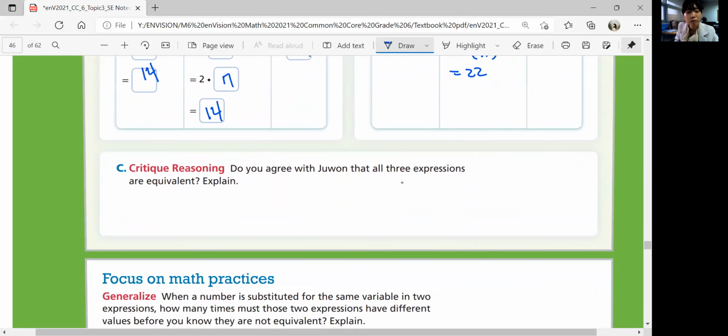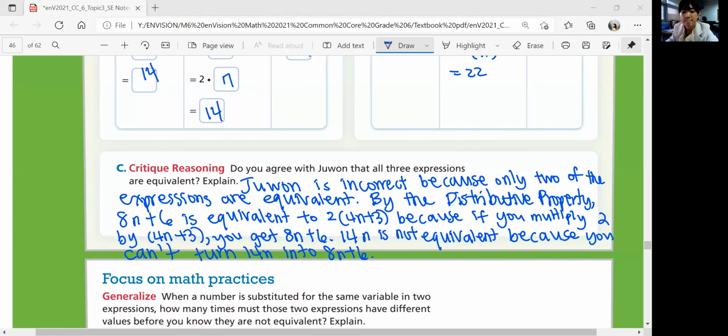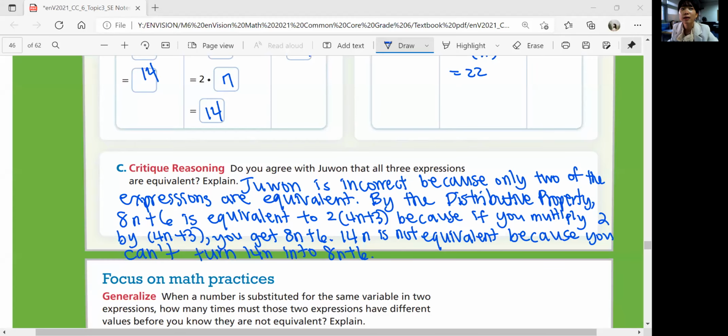So let's write that down. Chuan is incorrect because only 2 of the expressions are equivalent. Okay, this is how you explain it out.